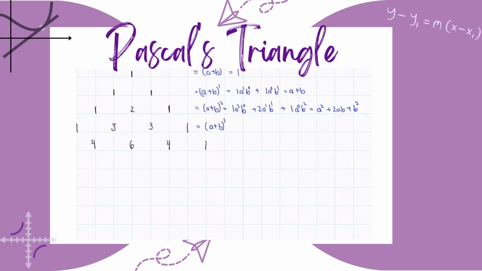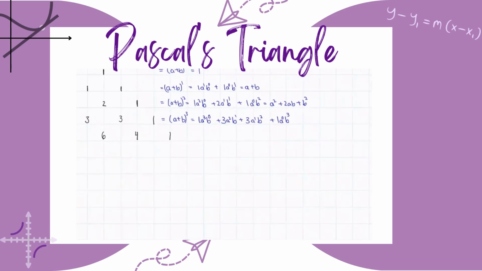Okay. And then the next one is going to be a plus b to the power of 3, which is 1, a to the power of 3, b to the power of 0, plus 3, a to the power of 2, b to the power of 1, plus 3 again, a to the power of 1, b to the power of 2, plus 1, a to the power of 0, b to the power of 3, which gets simplified to a cubed plus 3a squared b plus 3ab squared plus b cubed.